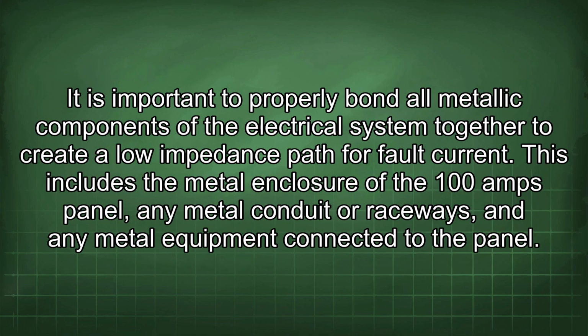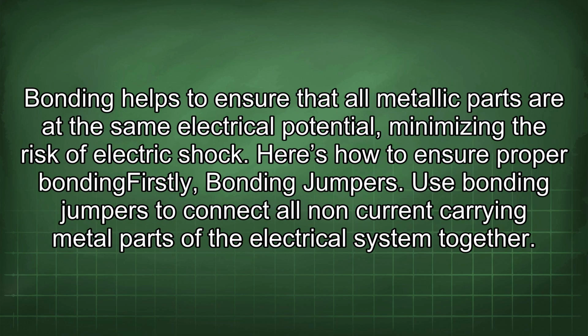It is important to properly bond all metallic components of the electrical system together to create a low impedance path for fault current. This includes the metal enclosure of the 100 amps panel, any metal conduit or raceways, and any metal equipment connected to the panel. Bonding helps to ensure that all metallic parts are at the same electrical potential, minimizing the risk of electric shock. Here's how to ensure proper bonding.